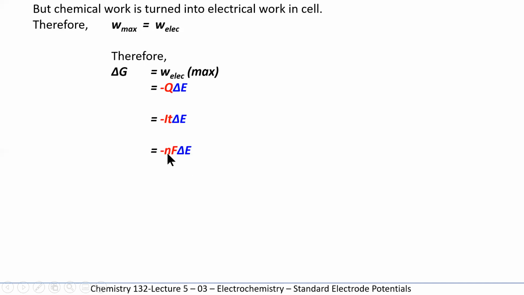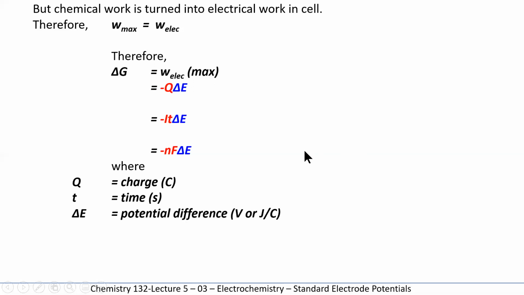And we can also calculate it from the number of electrons that are being involved times a Faraday, which is the charge on a mole of electrons. So again, Q is charge, t is time in seconds, and delta E is the potential difference or voltage of our galvanic cell in this case. And a volt, remember, is a joule per coulomb.